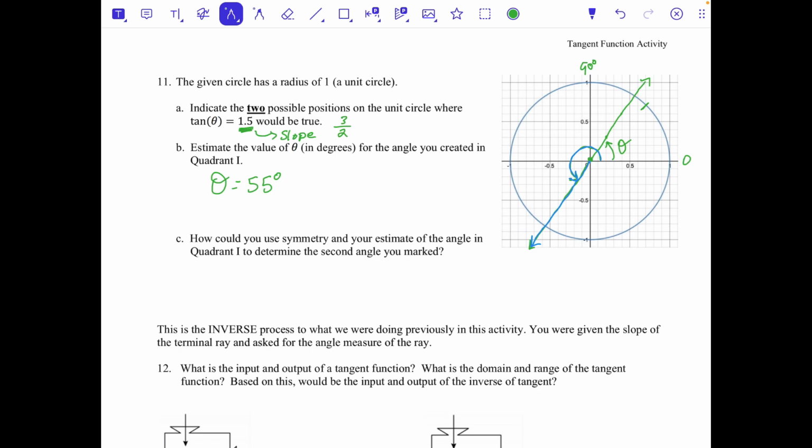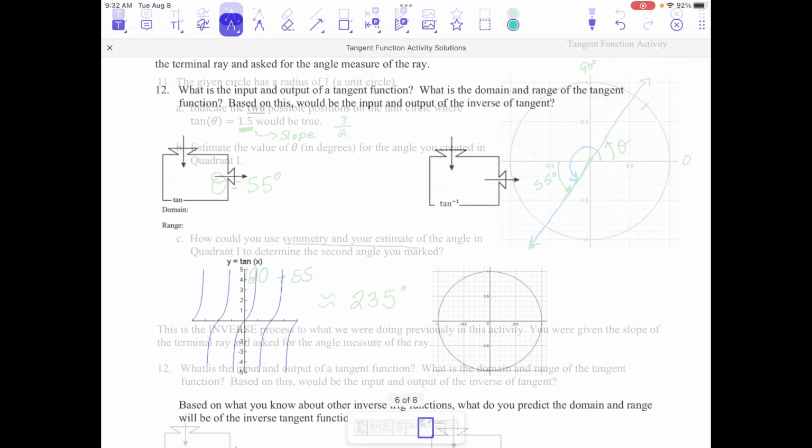And so if that angle is 55 degrees, remember we've talked about symmetry and reference angles. So if we're thinking about it, this angle down here that I've highlighted in green would also be 55 degrees. And so if I wanted to figure out that second angle measure, I would take the 180 degrees of half of my circle and then add 55 degrees to it to get approximately 235 degrees. And so those would be my guesses.